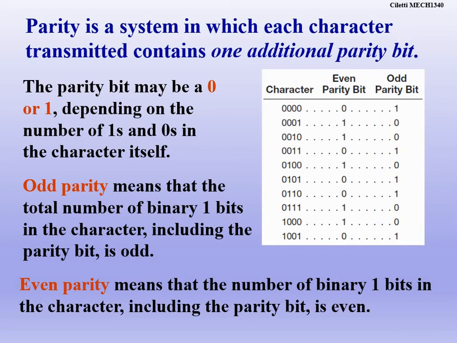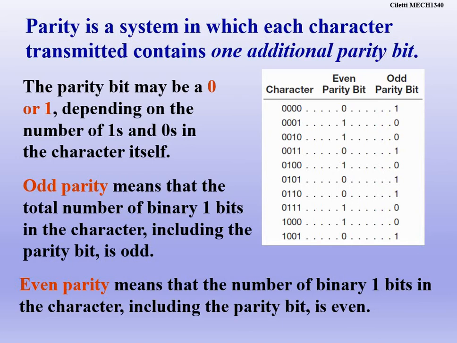Does that make sense? All you're doing is counting the number of ones. We're strictly talking odd parity right now, not even parity. We're strictly counting the number of ones. If the number of ones is even, our odd parity output will be a 1. If the number of ones is odd, our output for our odd parity bit will be a 0.